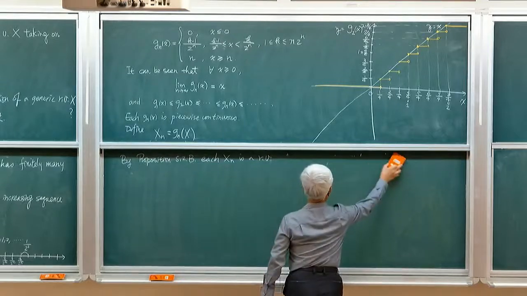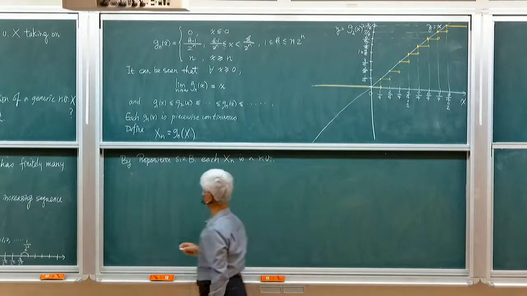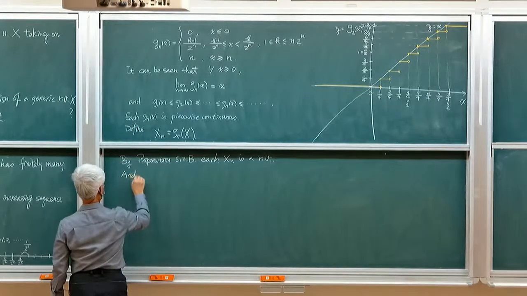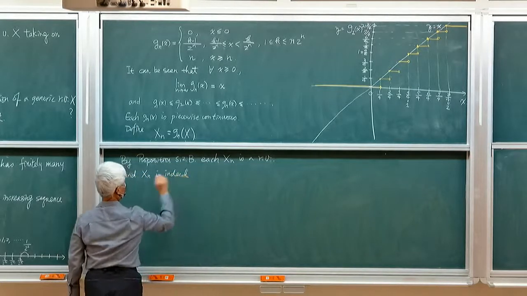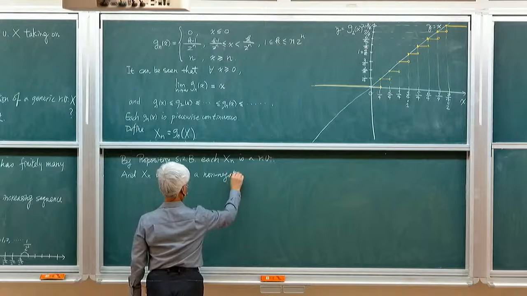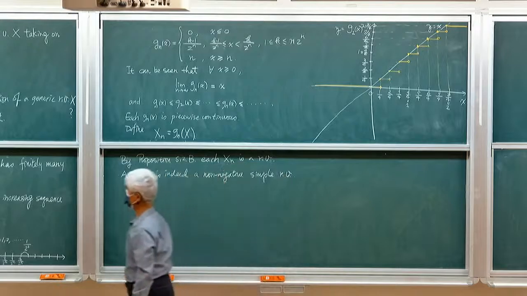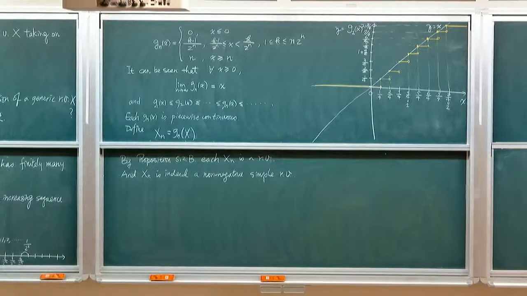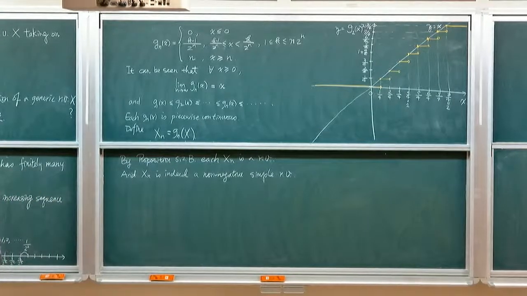Maybe I should state it separately, because the proposition just tells us Xn is a random variable, and Xn is indeed a non-negative, simple random variable. Maybe it's better to describe this fact in another sentence. Okay, any questions?